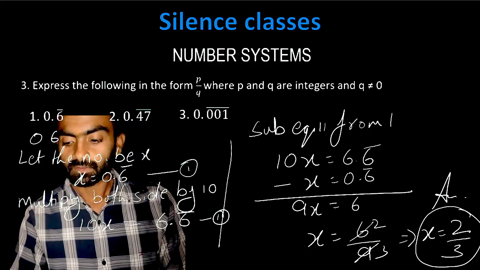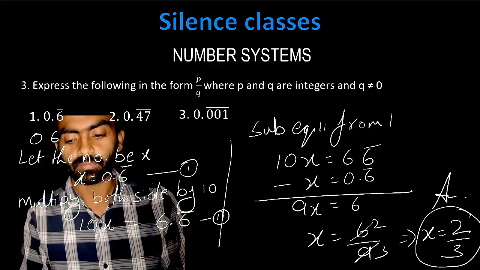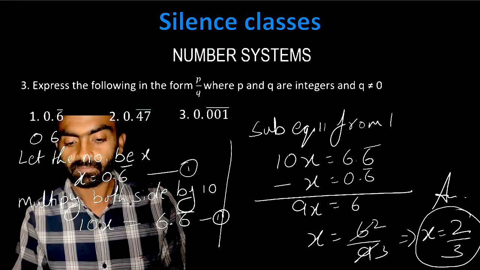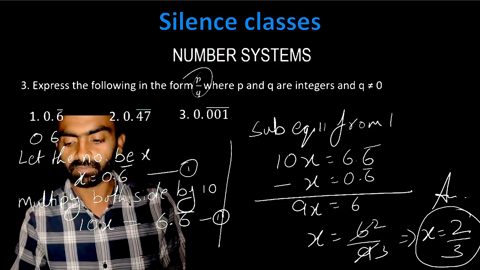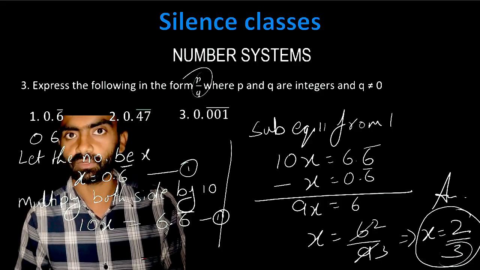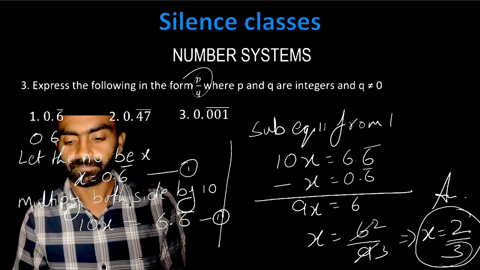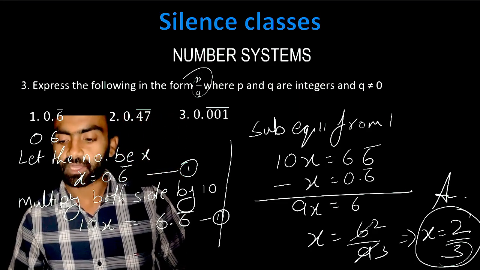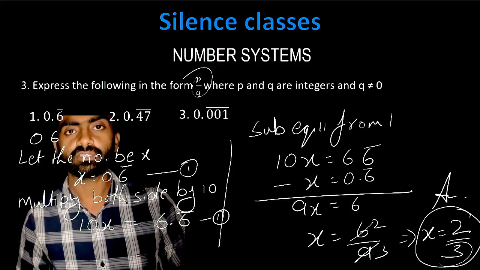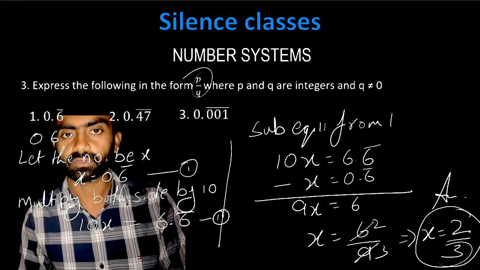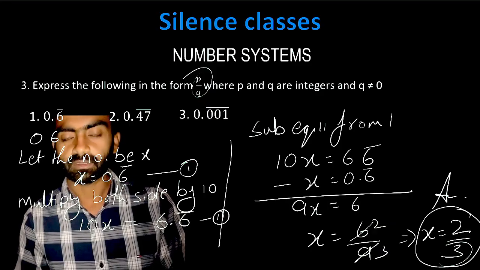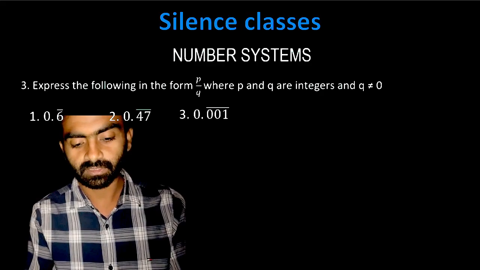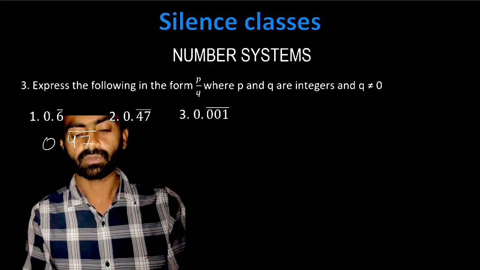So this particular number is now in the form of P upon Q, where Q is not equal to 0. I hope you understood how we have done it. The question is very easy, you just have to consider the number as x and then move forward like this. Now part 2 of this question, the number is 0.47.